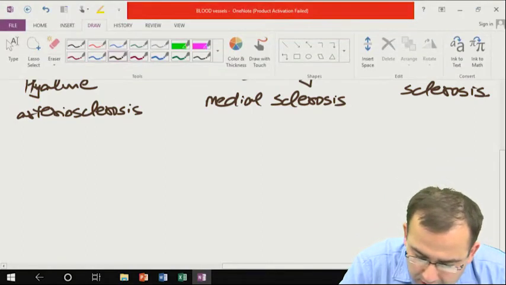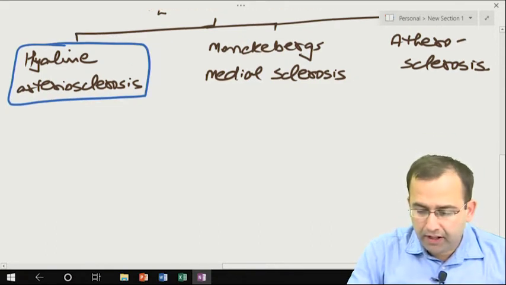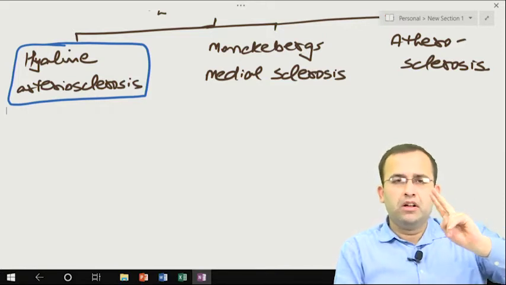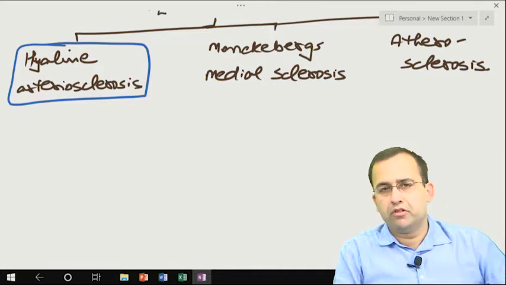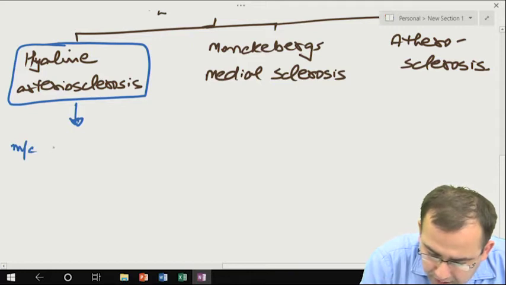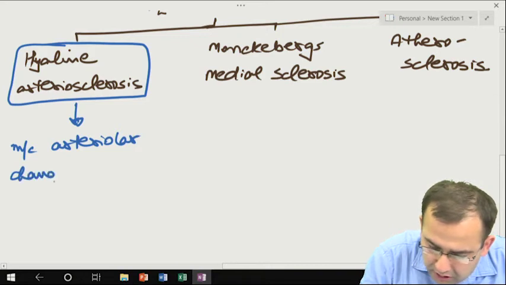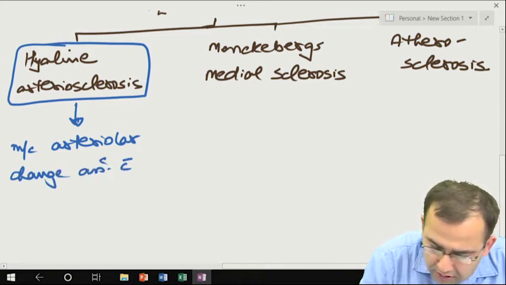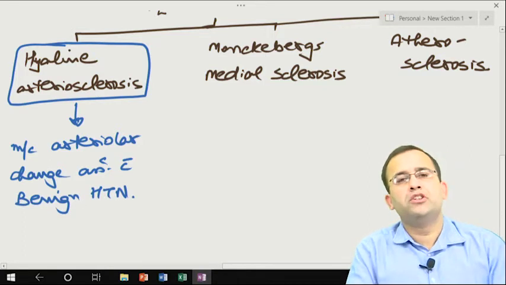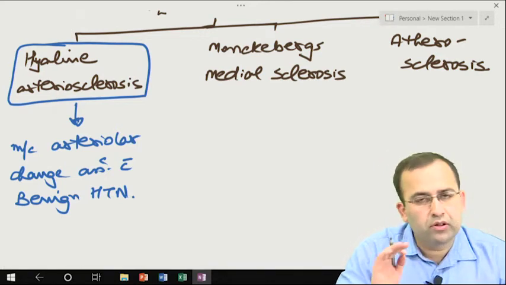First point, starting with hyaline arteriosclerosis, we did this in detail in kidney. In kidney, we saw that hypertension affecting the kidney was of two types: benign nephrosclerosis and malignant nephrosclerosis. Hyaline arteriosclerosis was the most common arteriolar change associated with benign hypertension. Not much concerned with this here, we'll do that in kidney.